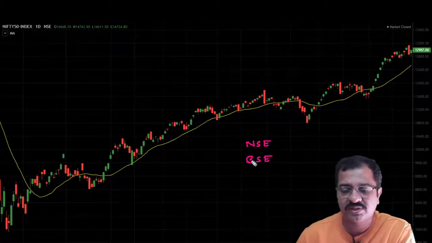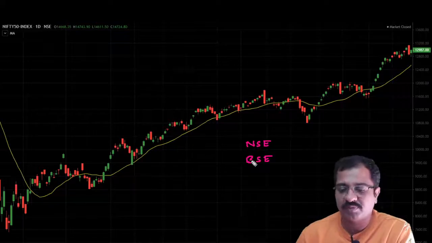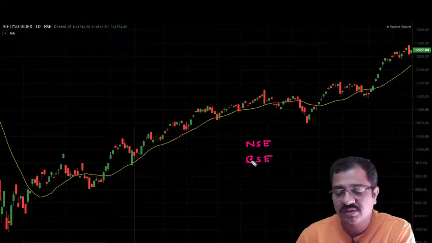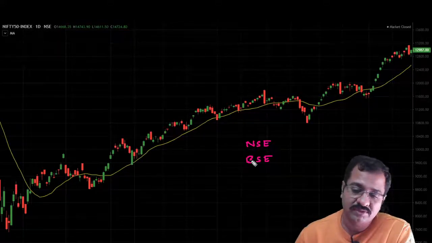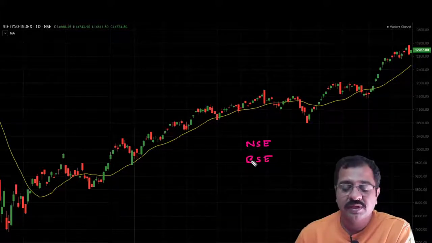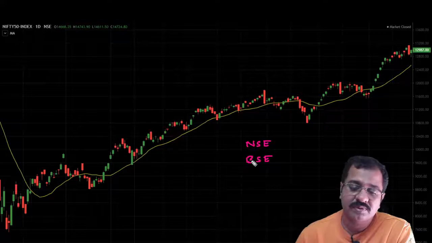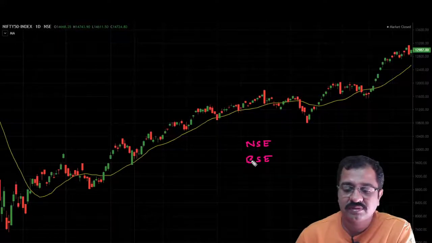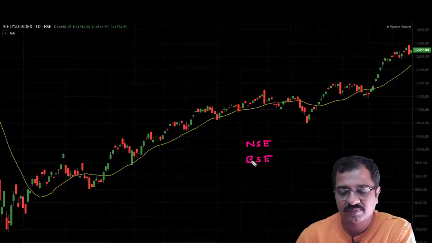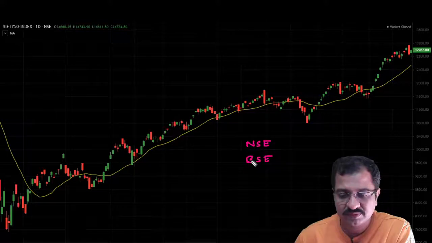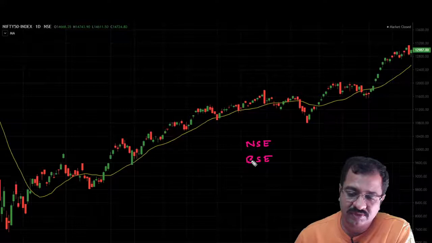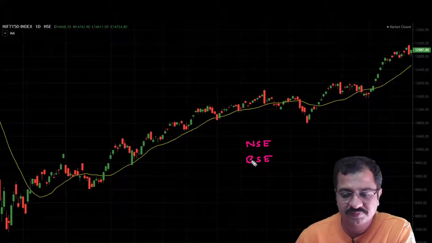BSE is the old exchange, but now NSE is more popular. You might also be knowing that Sensex is the index of the top 30 shares in BSE, and Nifty, or Nifty 50, is the index of the top 50 shares listed on NSE by market cap. Sensex is the index of the top 30 shares listed on BSE by market cap.